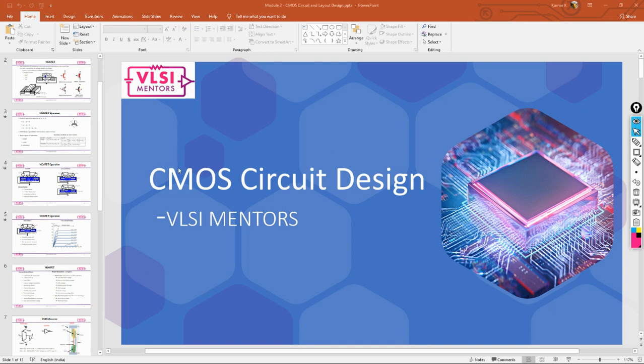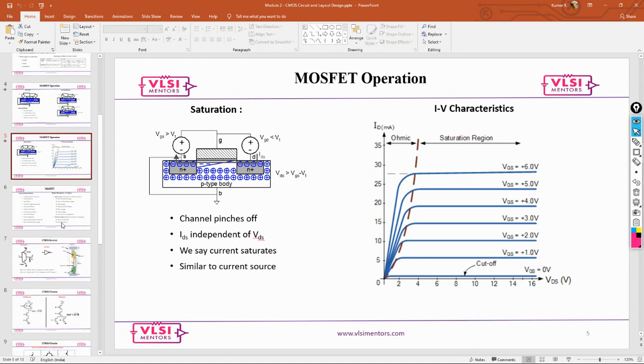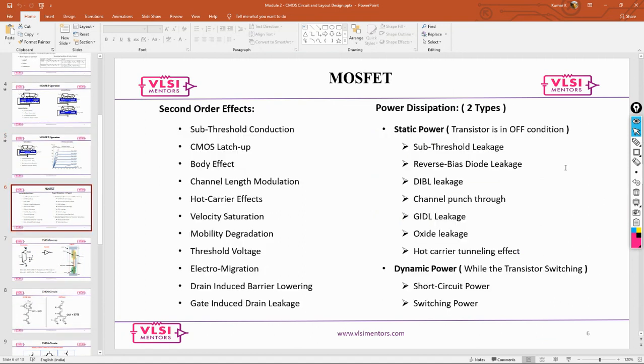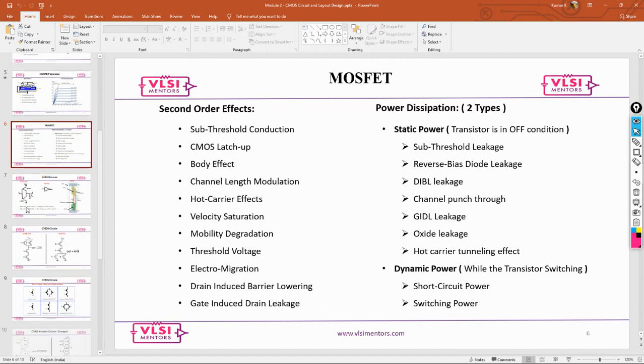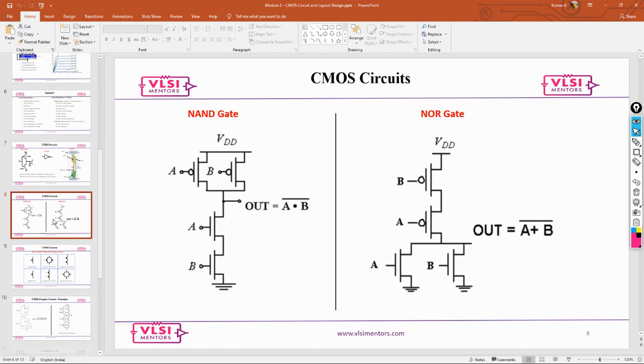Okay. So today what we will do is we will go through the whole MOS operations, and then we will also try to go through the IV characteristics. And then we will also try to go through the power dissipation topic. Second order effects we will see some other time. We'll go through power dissipation. And if time permits, we will try to go through the inverter operations and then your CMOS circuits.